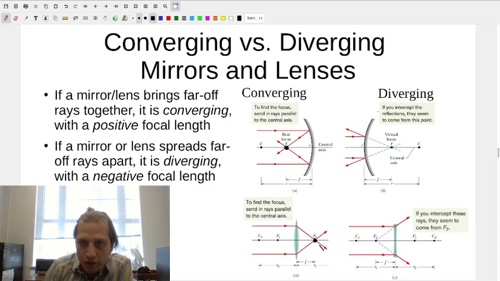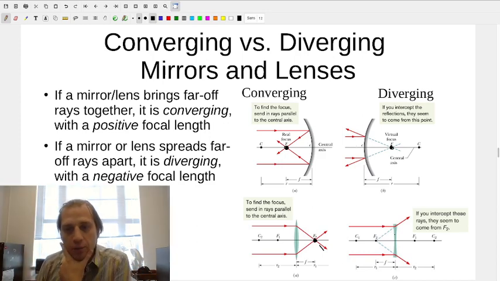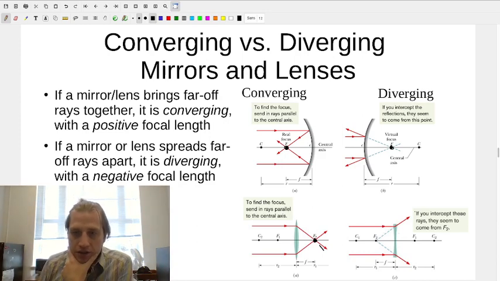On the other hand, this would be considered a negative focal length. It's on the opposite side of the mirror from where the rays are, because it's causing those rays to spread apart. Same way with this double concave mirror. The rays are spreading apart, so the focal length that we consider is negative. It's spreading those rays apart. So negative focal length is diverging, positive focal length is a converging lens, mirror or lens.